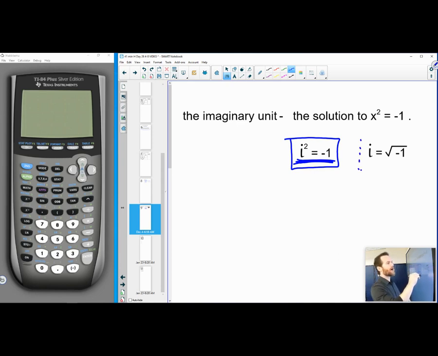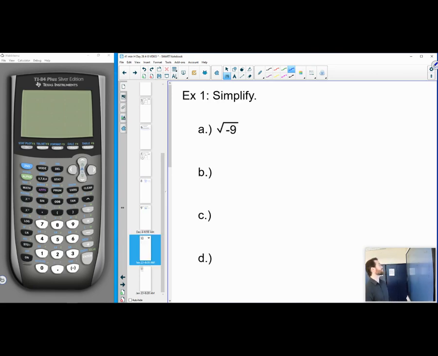Now this one over here, i equals the square root of negative 1, is pretty much the same thing, but it's not as helpful. If you're only going to remember one, make it this one: i squared equals negative 1. But basically, anytime we're trying to find the square root of negative 1, we can use the imaginary unit to represent that non-real number, and then we can continue the problem. Let's take a look at some examples.